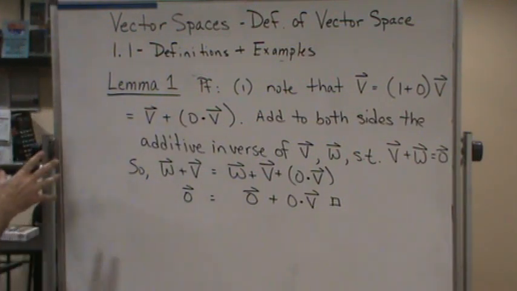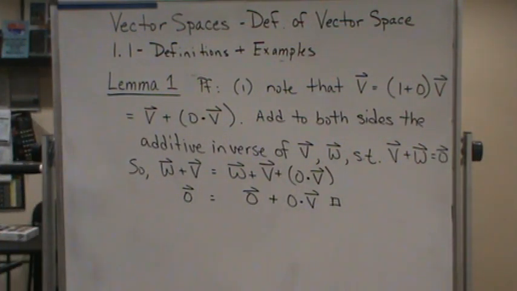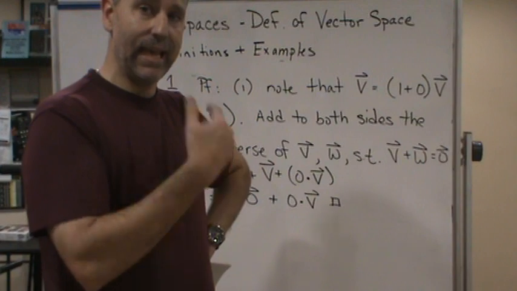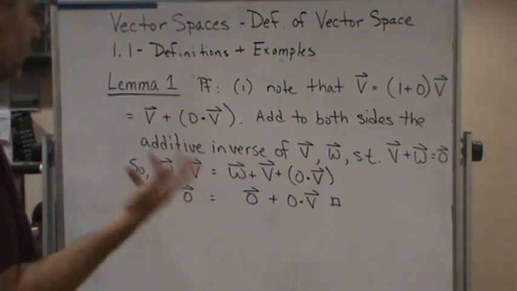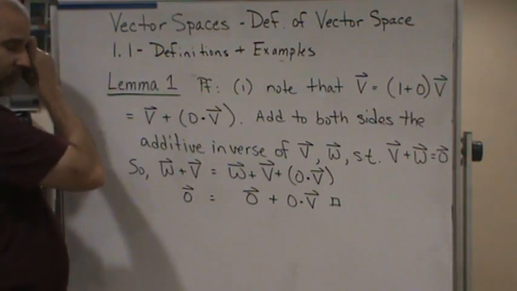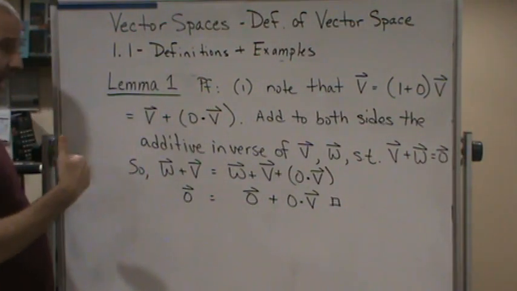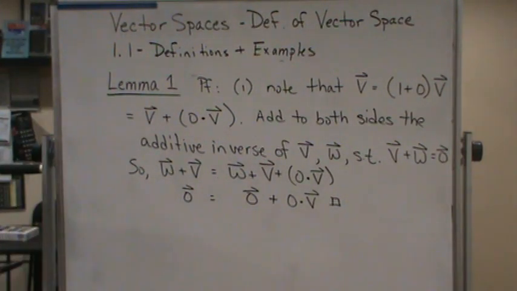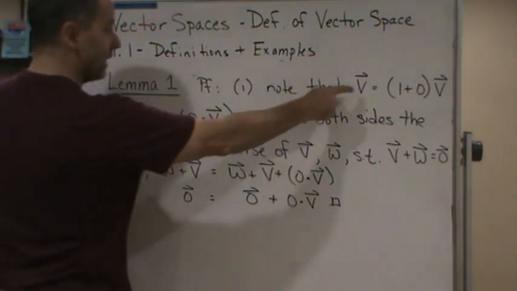Now, what do we do at this point? Well, now we're going to bring in what we know about vector spaces, right? We've already learned about vector spaces, which is the additive inverse. So now we're going to take this equation that we just formed and add the additive inverse, vector w in this case, to both sides of this equation.